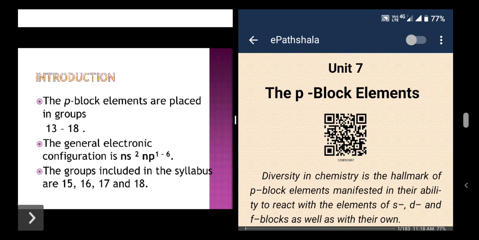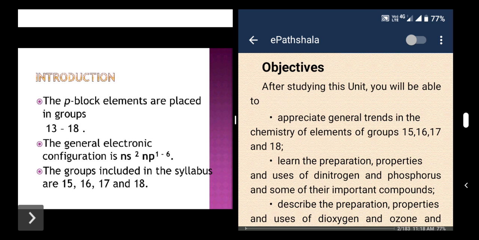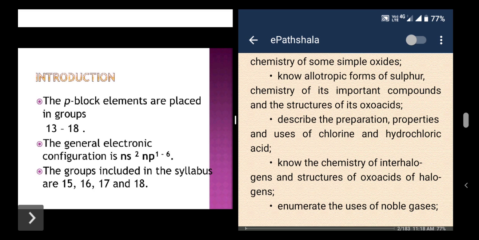So in our textbook we have all these things. Both are similar. You have to take a look at both. On the right hand side is the textbook and on the left hand side are the slides. So the chemistry of elements of groups 15, 16, 17 and 18 is going to be discussed in the book.